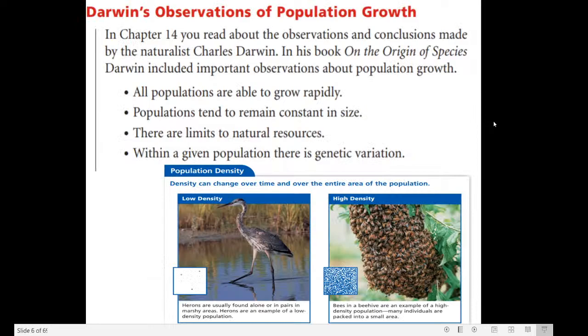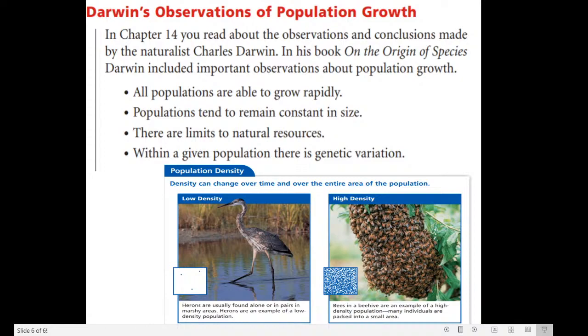And as per Darwin's observation about population growth, he gave four different points. It's taken from one book, so they only mention the concept. An important observation is that all populations are able to grow rapidly. Every organism, every species can grow rapidly, then it remains constant in size.